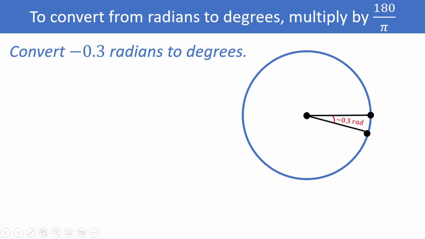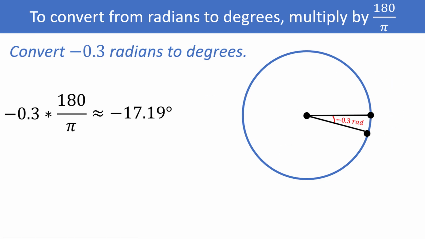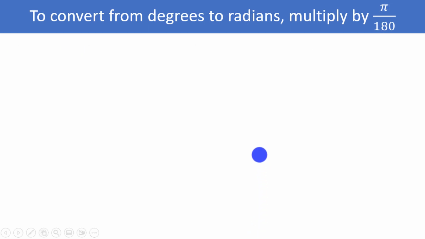You're still going to use the same formula. There's not going to be any pi to cancel, so we're still going to have pi in our final calculation, but that's all right. So if we take negative 0.3 and multiply by 180 divided by pi, and type that into your calculator, you should get about negative 17.19 degrees. So negative 17.19 degrees is the same thing as negative 0.3 radians, which we can see here on the circle.